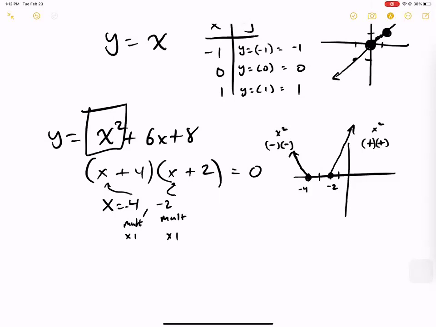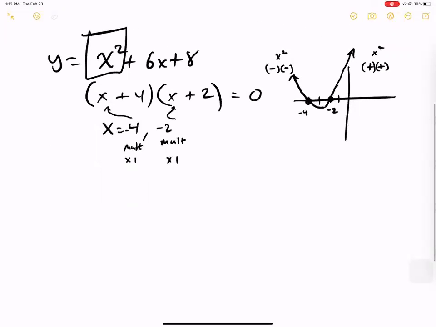So as I approach -4, we said since the multiplicity is odd, we are going to cross. The next stop is -2, and at -2, we're going to cross. So we can get a nice approximate look of what this graph would look like.